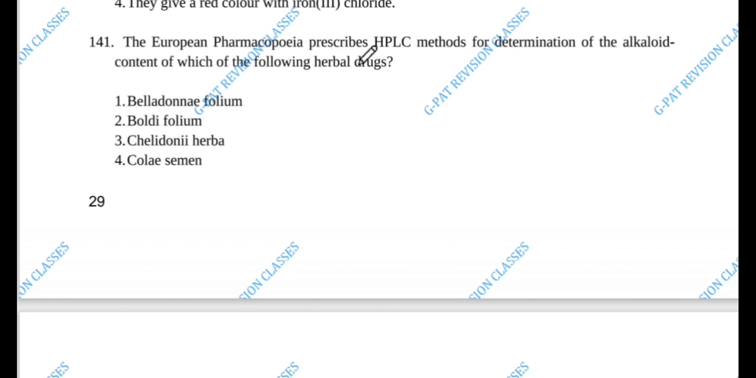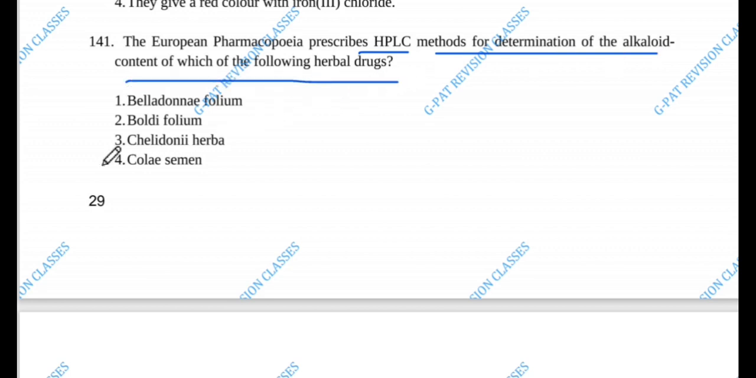Next is question number 141. The European Pharmacopoeia prescribes an HPLC method for the determination of the alkaloid content of which of the following herbal drugs? The answer is 3, Chelidonii herba. The answer is 3.